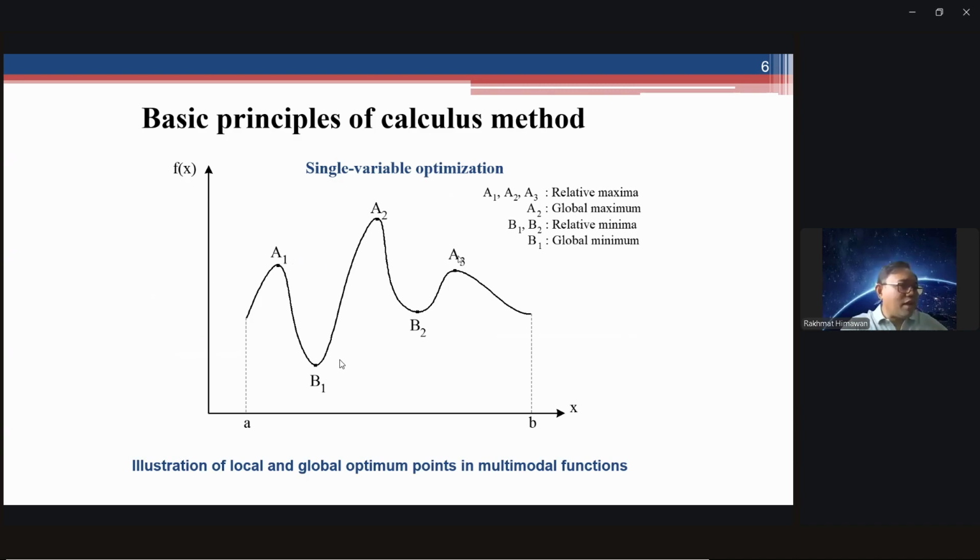If we go somewhere to the right, then we might have several new local maxima, minima, or even new global maxima. It depends on what the interval is, and this is what we are looking for. This is multimodal because there is not just one, but multiple points that are max or min. Okay.